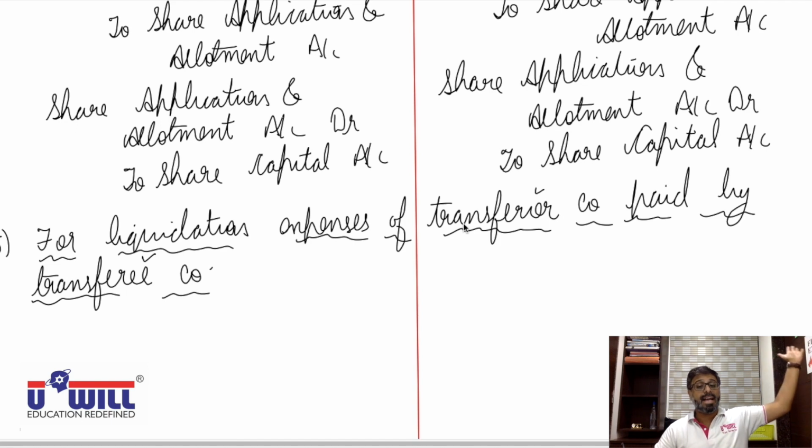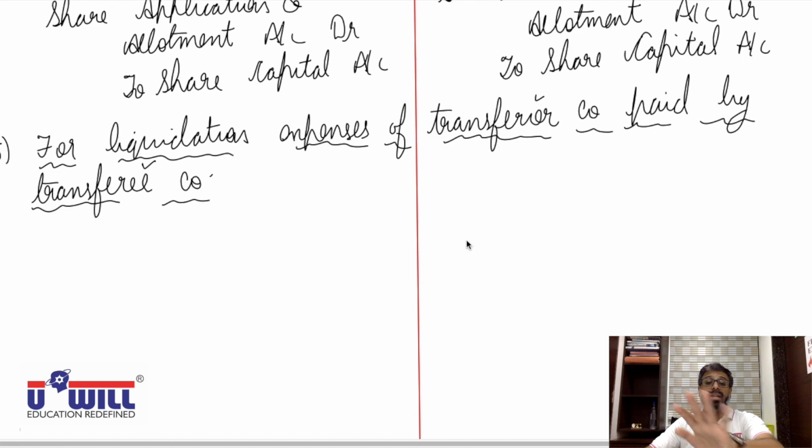Realization account debit to cash or bank account. If the transferor company is paying it, then the entry will come in the transferor company's books only. But if the transferor company is cashless and the transferee company agrees to pay that expense, then we have to pass the entry in the books of the transferee company.